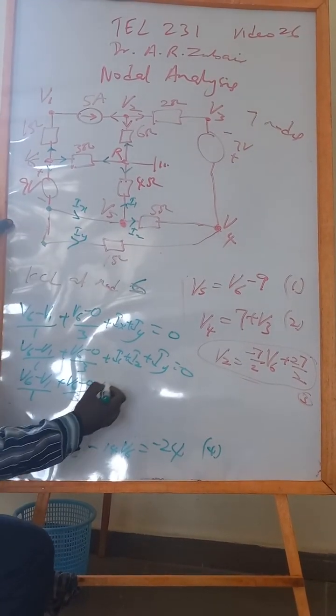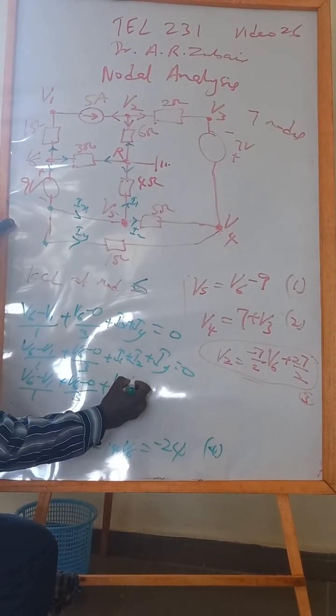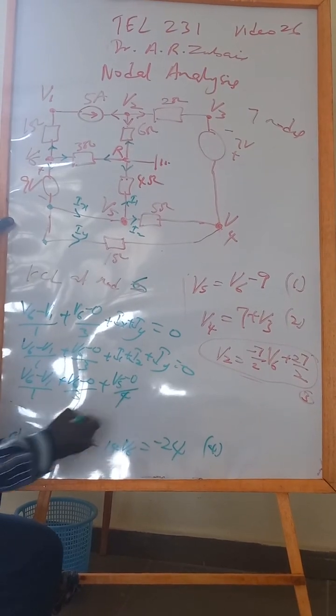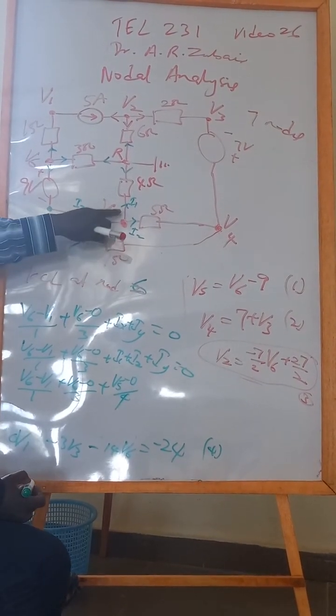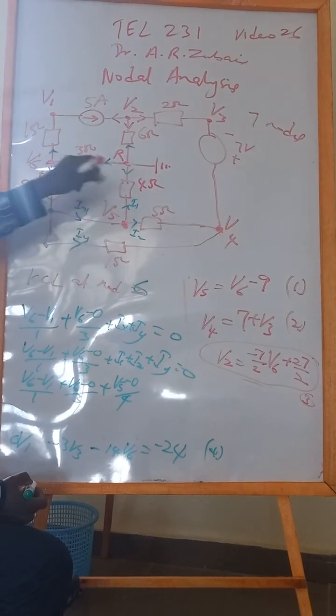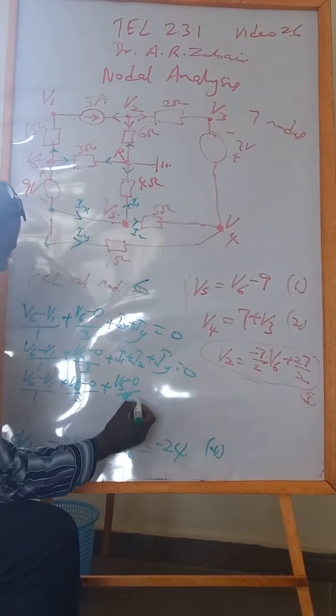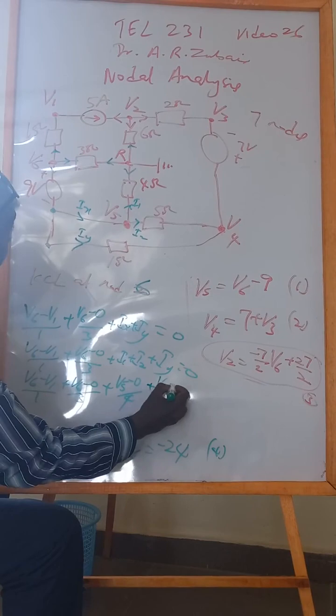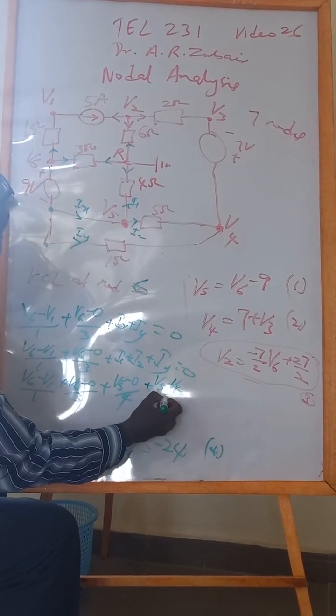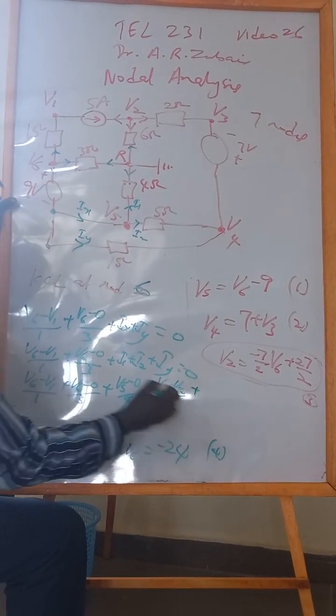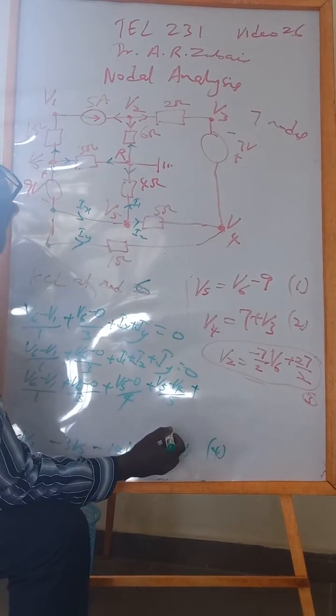I have a formula for that. That will be (V5 minus 0) over 4. I hope we agree with this because I1 is flowing, so this V5 is forcing current against that. I2 is what? (V5 minus V4) over 5. And the Iy is what?